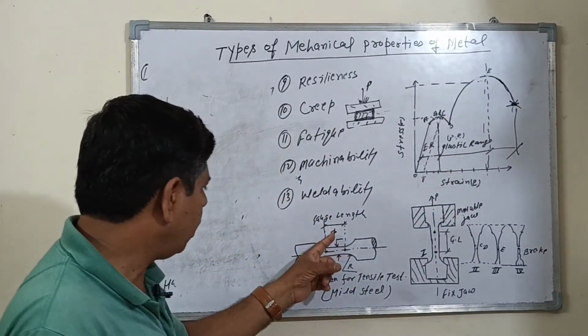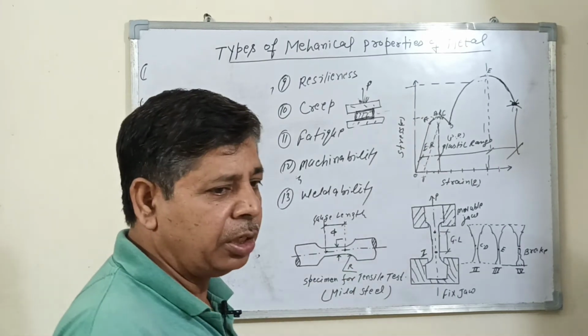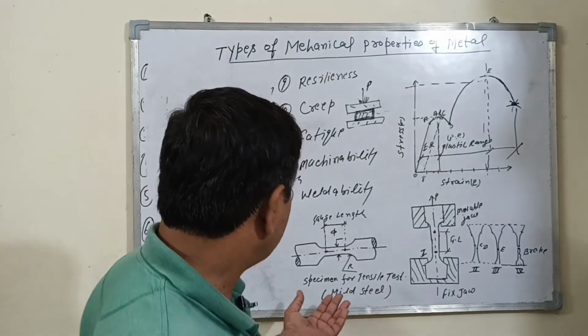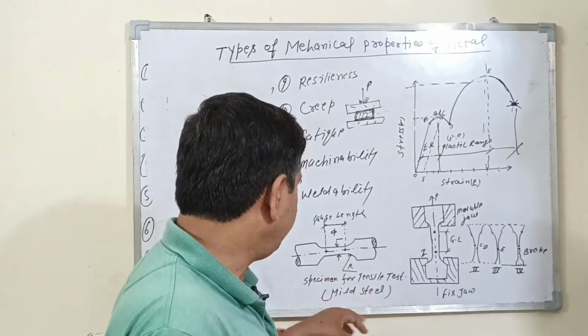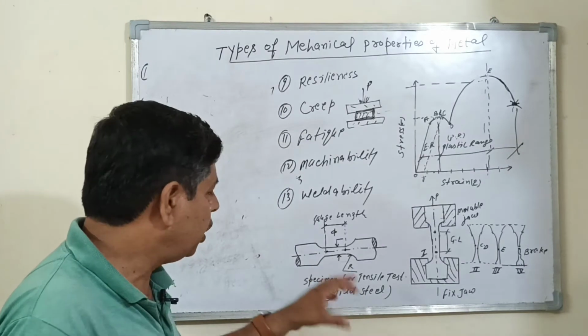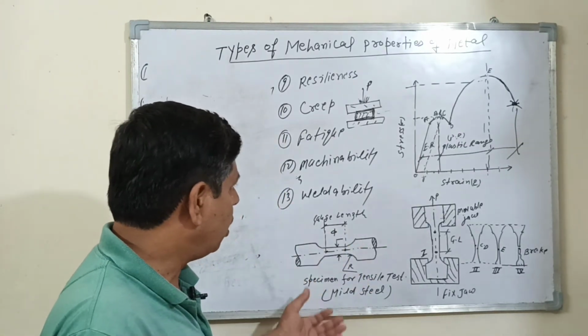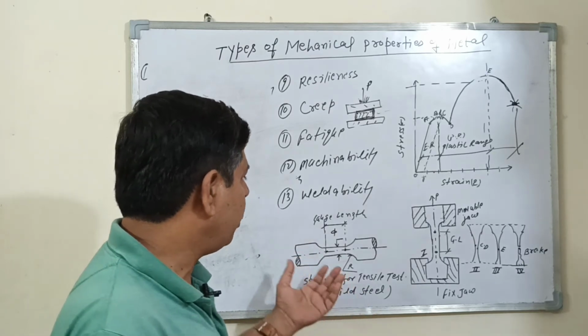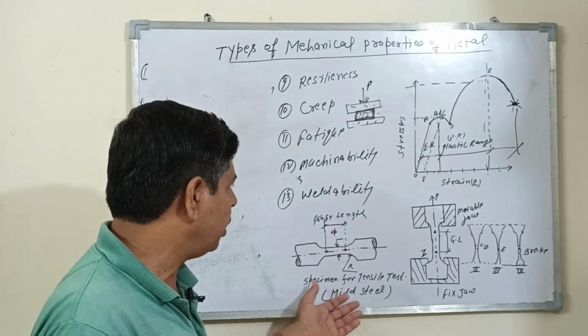The diameter and radius of the specimen are taken as per the standard. We take mild steel, and you should take the specification of the mild steel so that more detail can be obtained by using mild steel. The material of the specimen is mild steel.